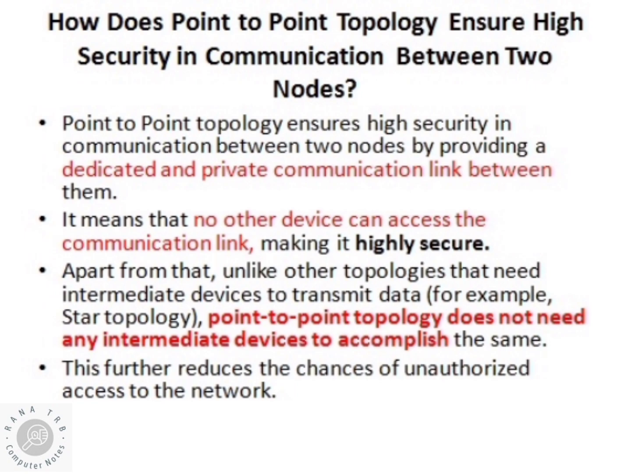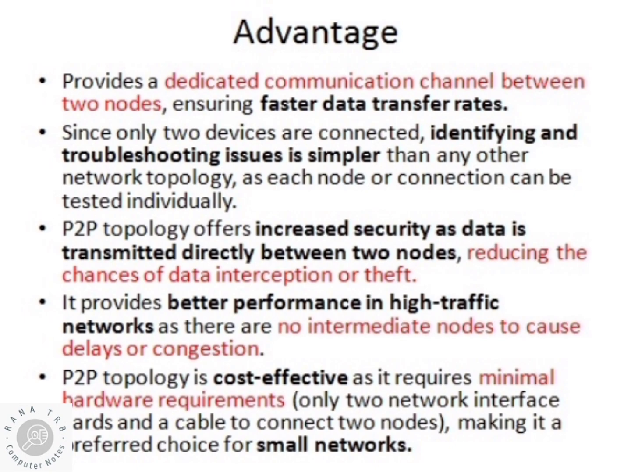Apart from this, other topologies need some intermediate devices, but in point-to-point, we don't need any intermediate devices. Because of that, it reduces the chance of unauthorized access on the network. The best advantages of this topology: because of the dedicated communication channel between those nodes, it can provide the fastest data transfer rates. And since only two devices are connected, identifying and troubleshooting issues is very simple. It also increases security as the data is transmitted directly between the two nodes, so it reduces the chance of data interruption or theft.